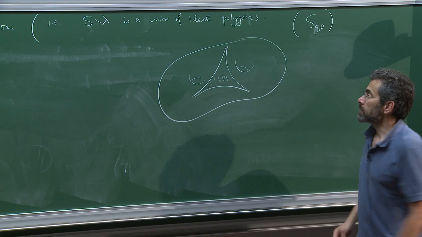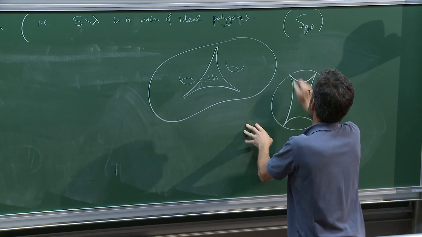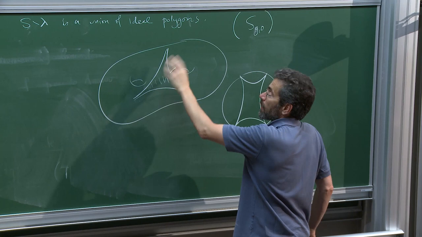If you lift them upstairs, you'll get polygons of some finite number of sides, ideal polygons like this. Okay. So when that's the case, I claim it's the case for the Pseudo-Anosov ones, and it's in general generically the case for laminations.